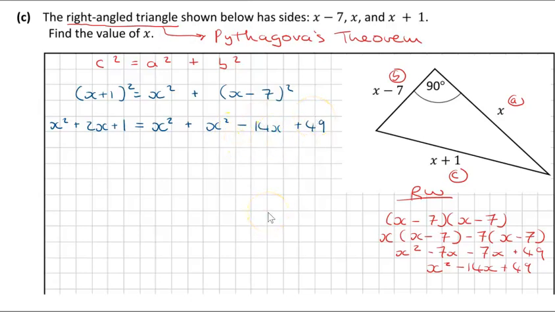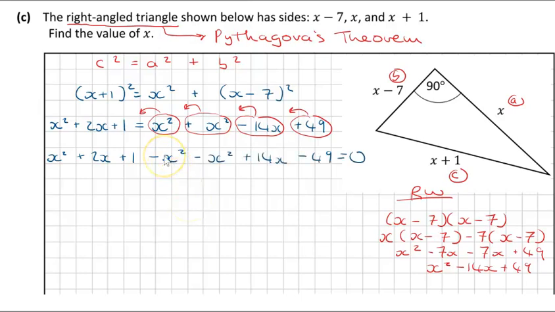So next we're going to simplify. So we'll bring down the x squared plus 2x plus 1, and we're going to bring everything else over the equal sign. So x squared comes over the equal sign and becomes minus x squared. This x squared comes over the equal sign and becomes minus x squared. This minus 14x comes over the equal sign and becomes positive 14x. And this 49 comes over the equal sign and becomes minus 49. And that's all equal to 0.